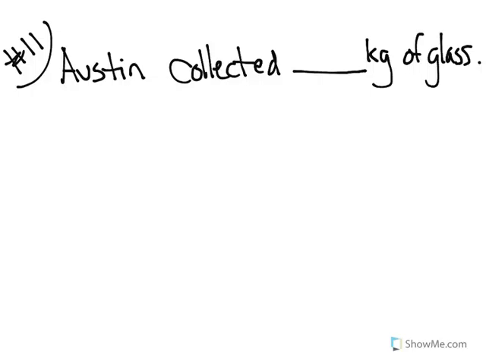So, before we begin, we do want to write a sentence because remember, the sentences help us to decide if our answer is reasonable or not. So, I'm going to go ahead and do that. So, I have my sentence. Austin collected kilograms of glass.